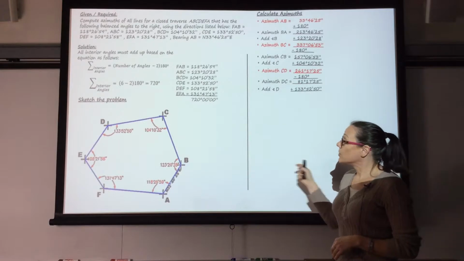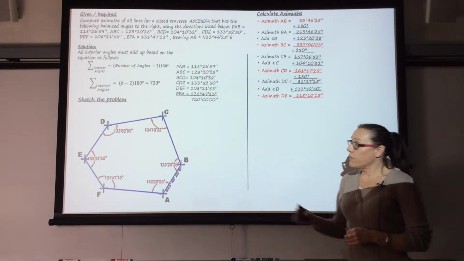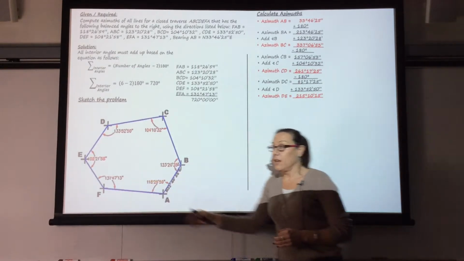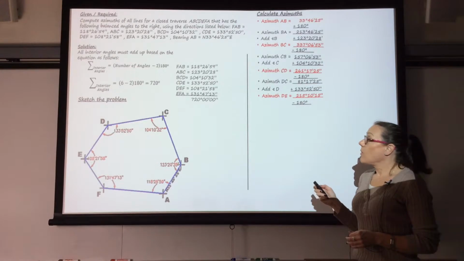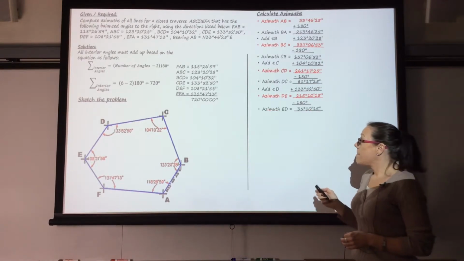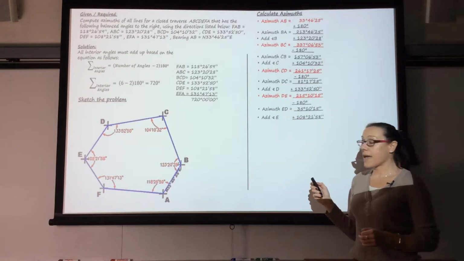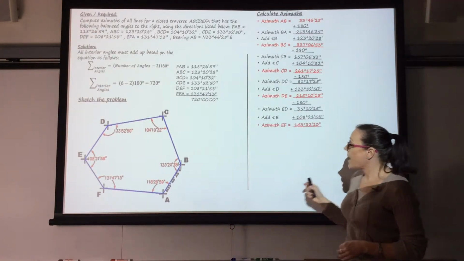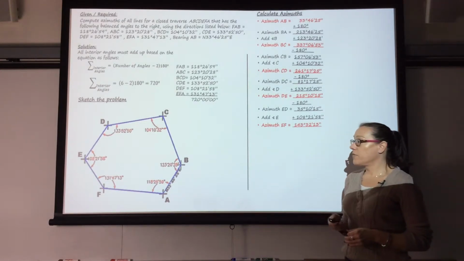I add my angle at D, the 133, and I get my new azimuth from D to E. So D to E is 215. So I subtract 180 to get my back azimuth from E to D, and then I add my angle at E. That gives me my azimuth from E to F, which is 143 degrees.